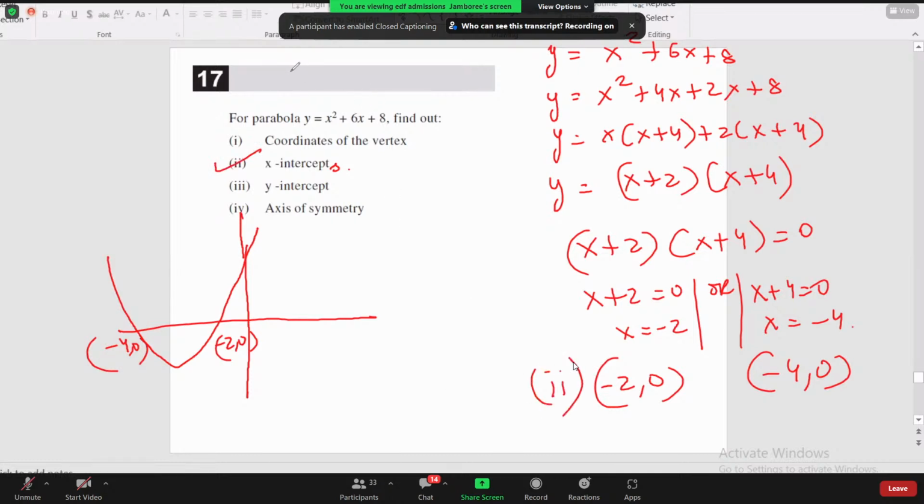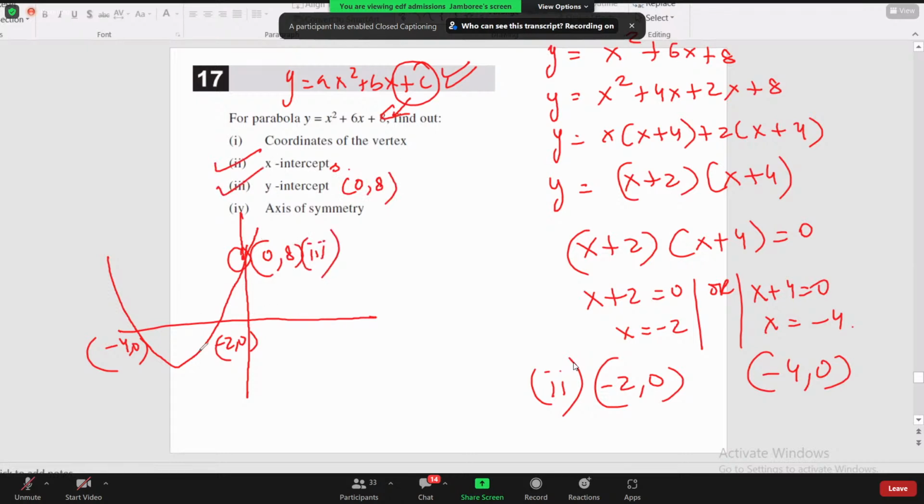As said, y is equal to ax square plus bx plus c. So plus c is the y-intercept of the parabola. That is directly going to be 8 in this question. So this y-intercept is going to be 0 comma 8. That will be the answer for the third part.